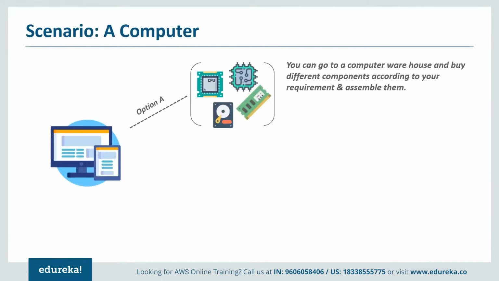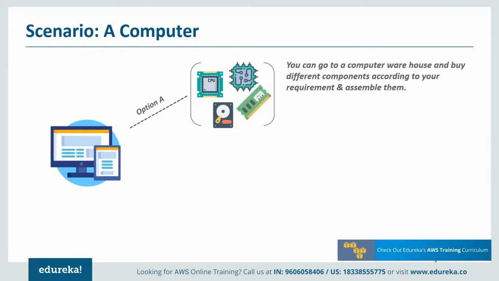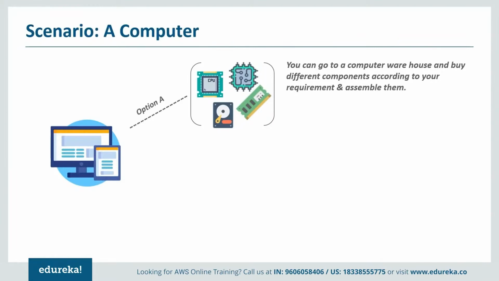First, you can go to a computer warehouse. Computer warehouse is a place where you have different components of computer laid out in front of you. Like you have CPU, motherboards, router, disk drive, modems, and many other components. You can choose whichever component you need and assemble them and form a brand new computer. This is similar to a situation where you try to deploy an application without using Elastic Beanstalk.